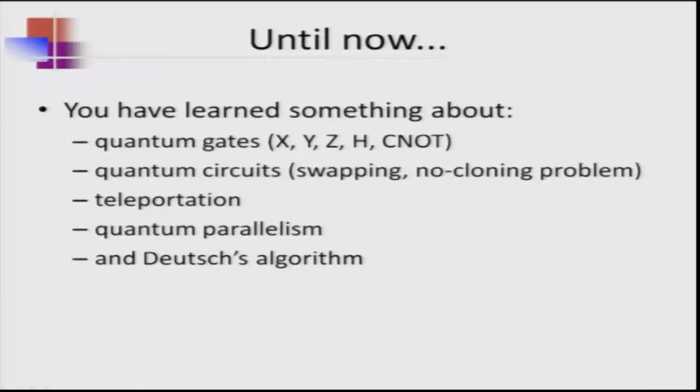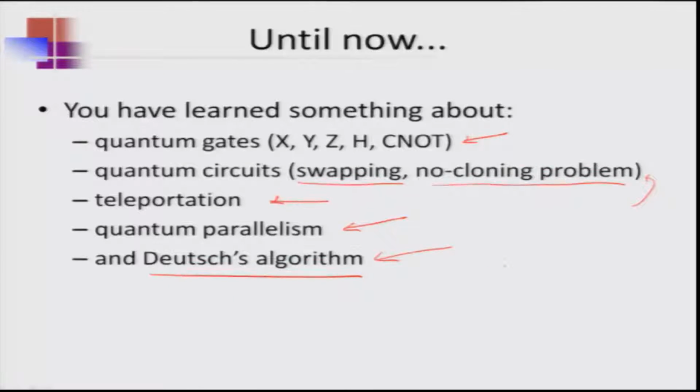So, what have we achieved until now? We have learnt about quantum gates as we went along in this entire period of time. We have looked at quantum circuits, the simple ones, for example, swapping, and we have shown the no cloning problem. We have achieved teleportation, and we have shown quantum parallelism, which has been utilized to get to the Deutsch algorithm.